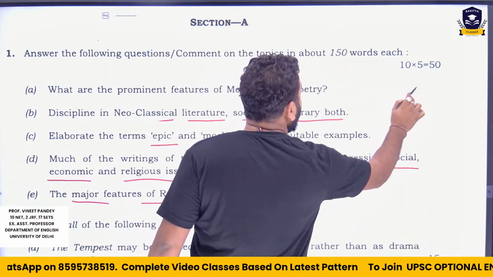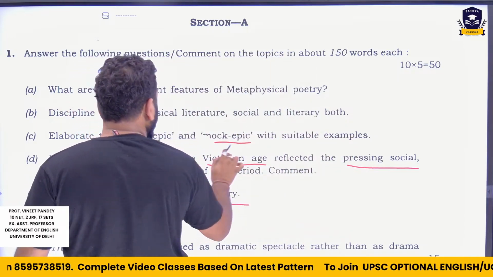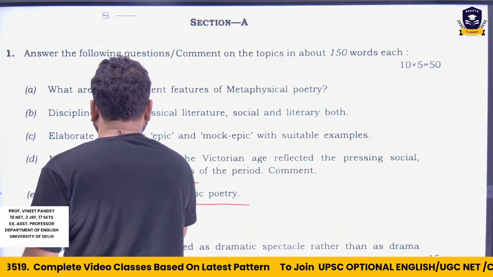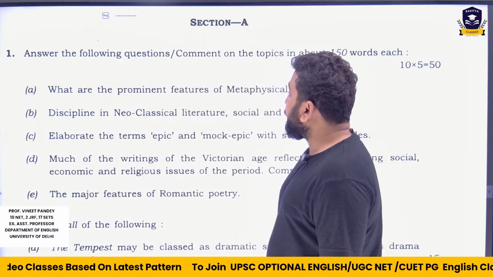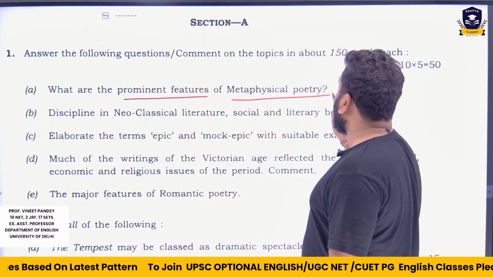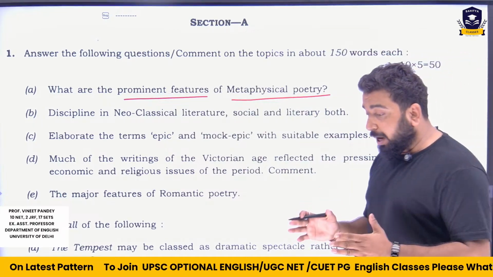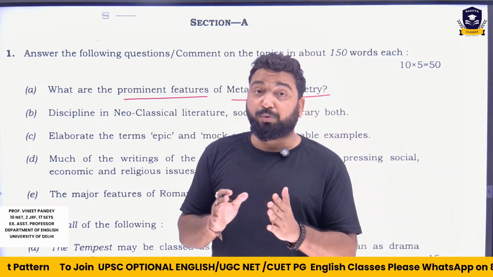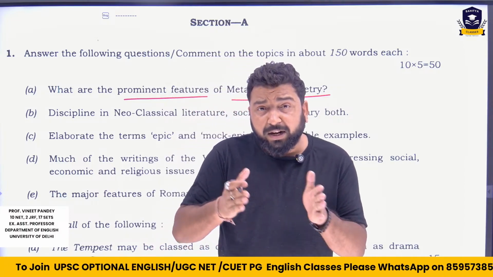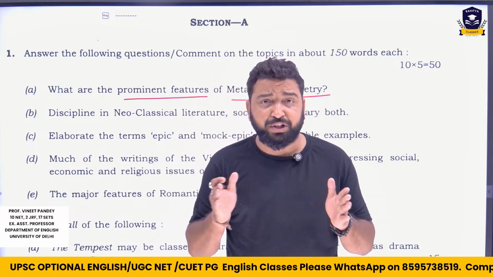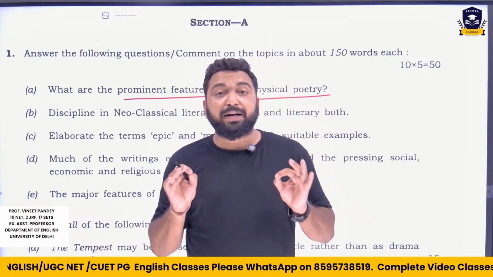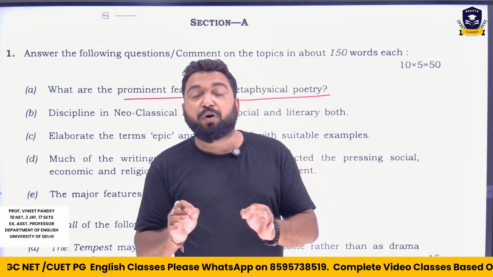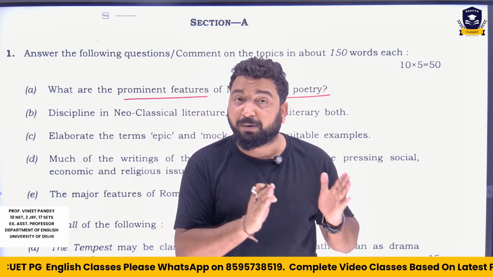The first thing that we have to go for is the first question. So let's take the questions one by one. The first thing, the prominent features of metaphysical poetry. So we have to understand that metaphysical poetry is part of the later Elizabethans, or you can say the early Jacobeans. Now, what is metaphysical poetry? To understand this, we need to go for a proper study of metaphysical poetry.